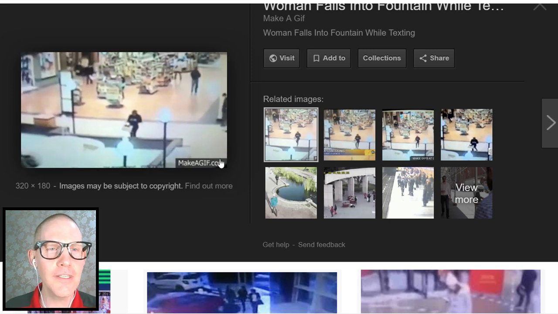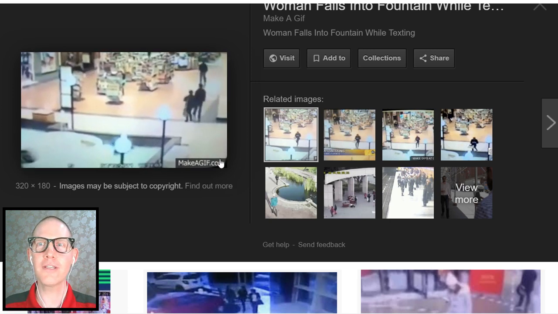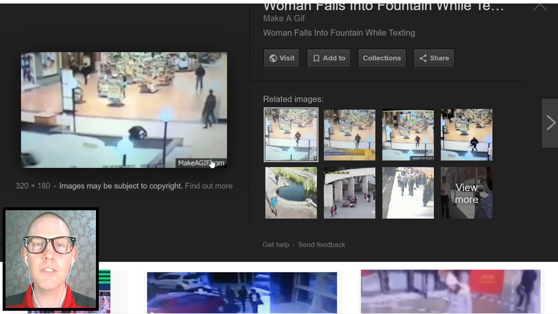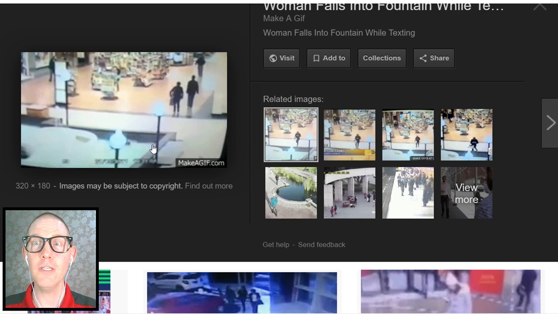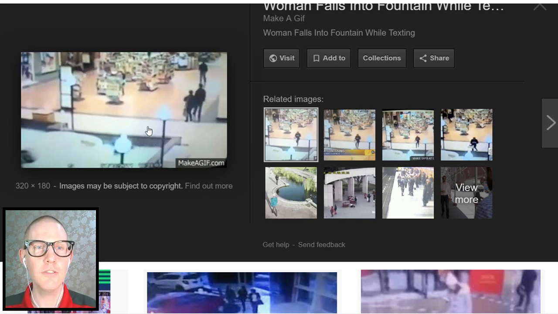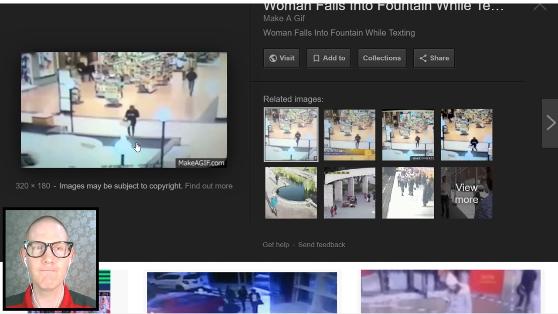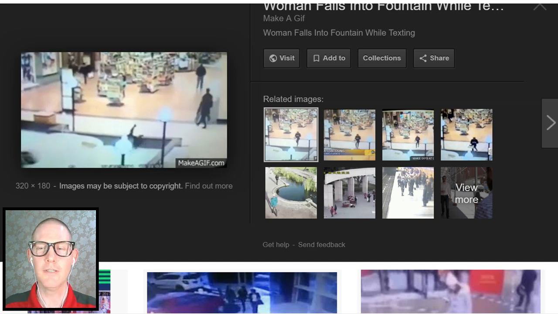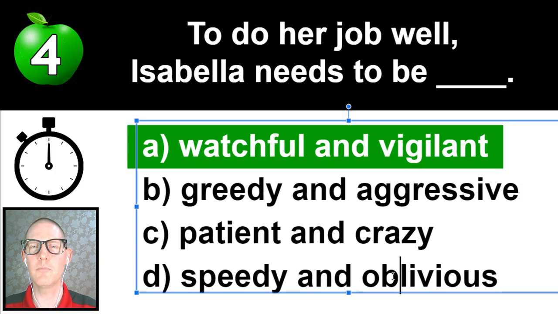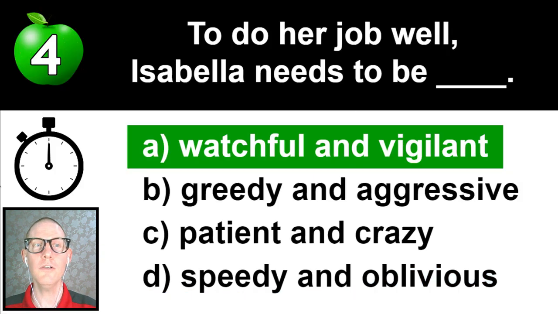So she's texting, I guess, and thinks, oh look, there's a fountain, I shall fall into it. So we could say this lady was oblivious to her surroundings. She was so focused on her phone that she fell into the pool or the fountain, right? So it's not really good to be oblivious because you can get hurt. Something can happen. All right, so let's move to question number 5.